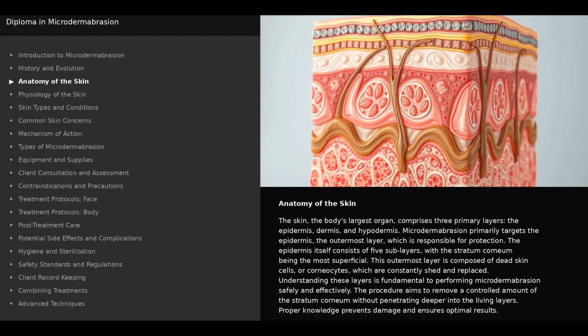This outermost layer is composed of dead skin cells, or corneocytes, which are constantly shed and replaced. Understanding these layers is fundamental to performing microdermabrasion safely and effectively. The procedure aims to remove a controlled amount of the stratum corneum without penetrating deeper into the living layers. Proper knowledge prevents damage and ensures optimal results.